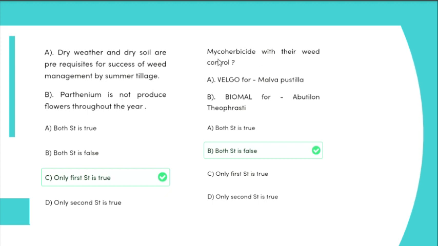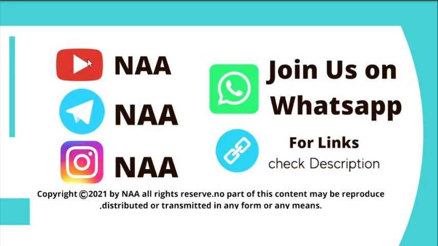Next question, mycoherbicide with their weed control. Statement 1, Velgo for Malva pusilla, Biomal for Abutilon theophrasti. So in this question both the statements are false because Velgo is used for Abutilon and Biomal is used for Malva pusilla.